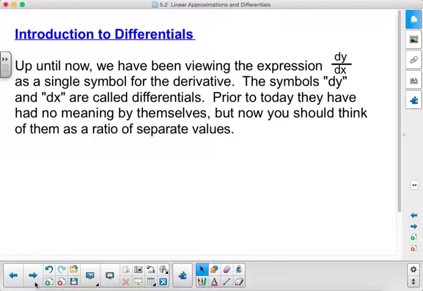Let's get to the good stuff. Here's where we're going, though. This is transitioning into chapter 5 here.